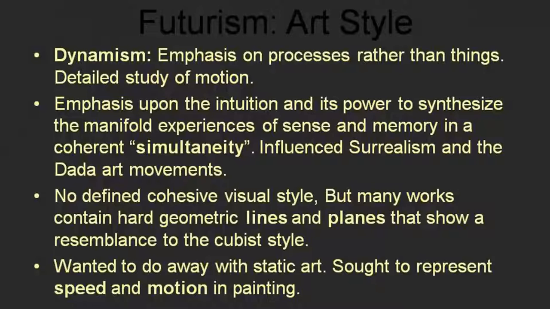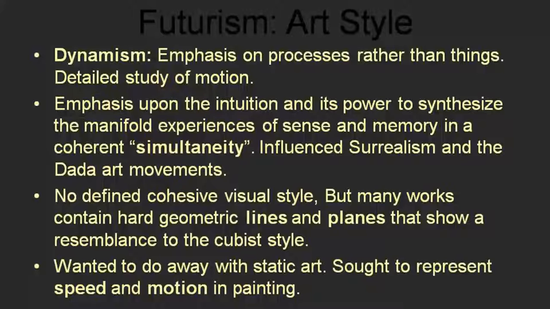Now they, of course, wanted to do away with the static art. There is hardly anything that is static in Futurist painting or sculpture, whereas in Cubist painting and sculpture, usually the subject matter would be static, and the Cubist artists would play with the representations. In contrast, Futurist artists would always address an object or a figure in motion, because they sought to represent speed and motion in painting.